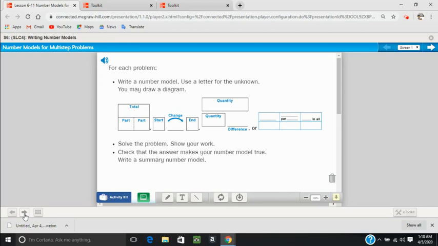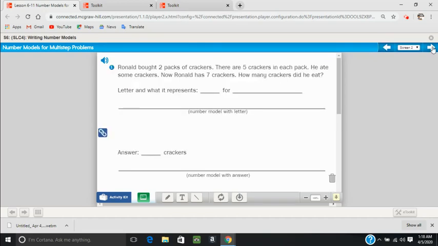Now we're going to take what we know about our part total and the start, change, end diagrams, and we're going to put them into number models for multiple step problems. So let's look at the first one here. Ronald bought 2 packs of crackers. There are 5 crackers in each pack. He ate some crackers. Now Ronald has 7 crackers. How many crackers did he eat?